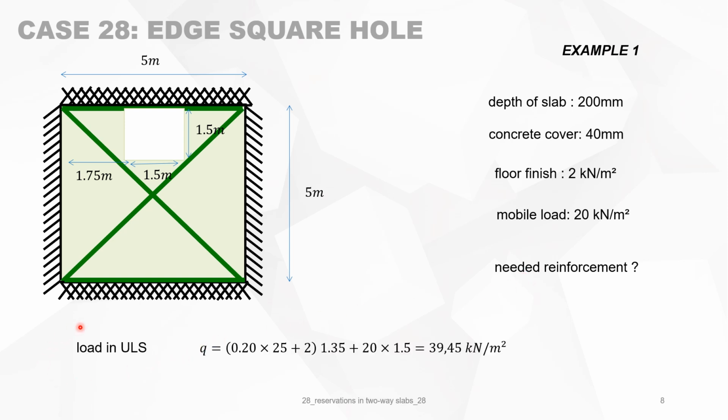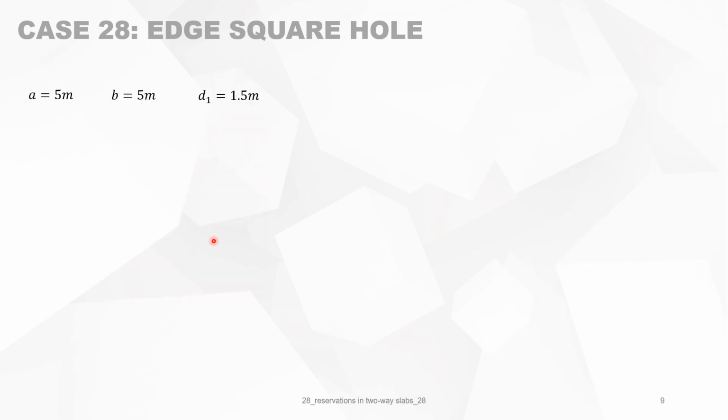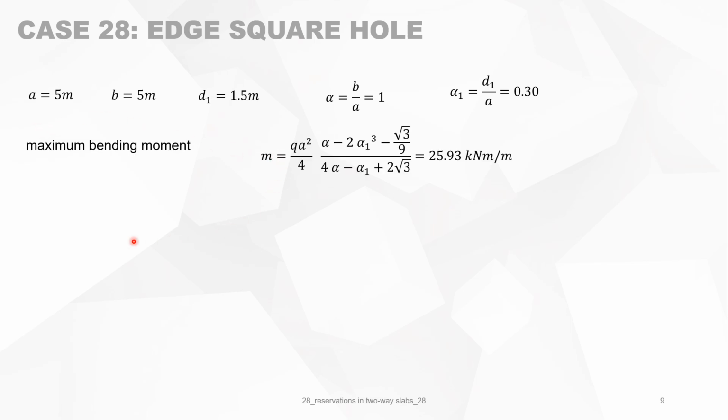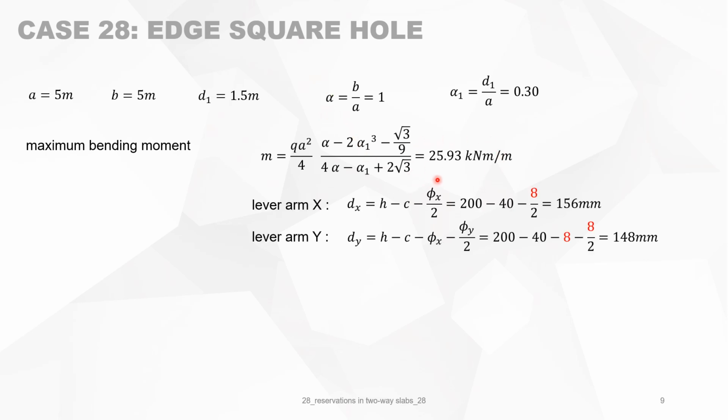First, we calculate the load in ultimate limit state, which is 1.35 times the permanent load plus 1.5 times the mobile load, and it gives you 39.45 kilonewton per square meter. The different parameters, and then we can easily calculate the maximum bending moment as a function of alpha and alpha 1, and we get 26 kilonewton meter per meter.